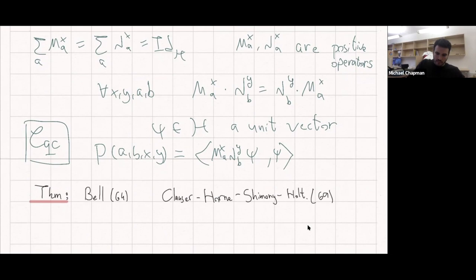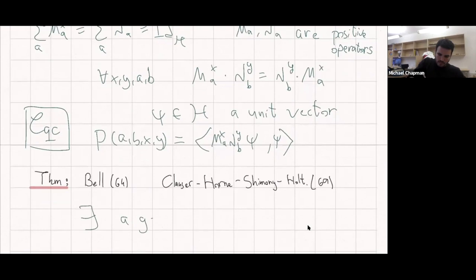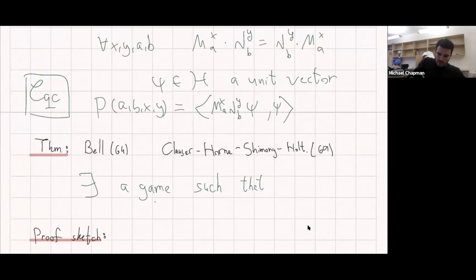So the claim is that there exists a game G such that its classical value is strictly smaller than its quantum value. This in particular says that there are quantum correlations that are not classical correlations.